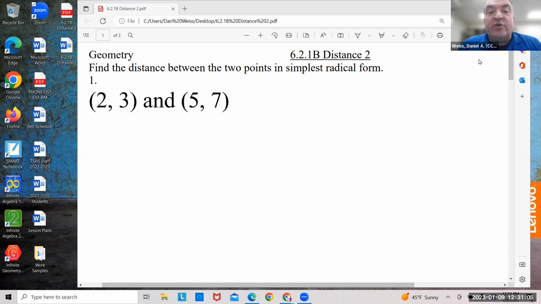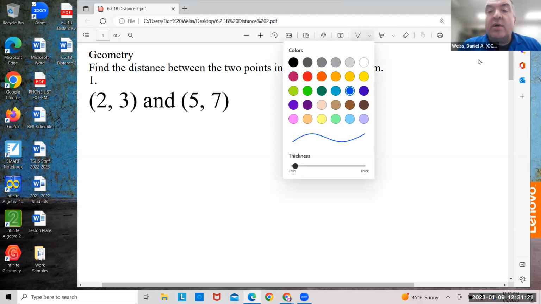Find the distance between the 2 points in simplest radical form. Now, some answers will have a radical, some answers will not. A radical means that square root sign, right? So here's exactly what I want you to do.